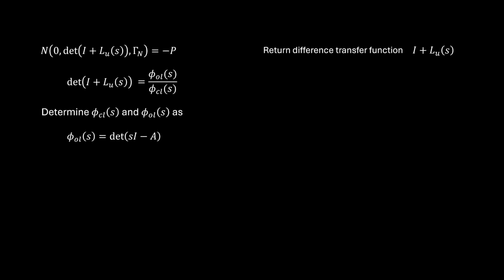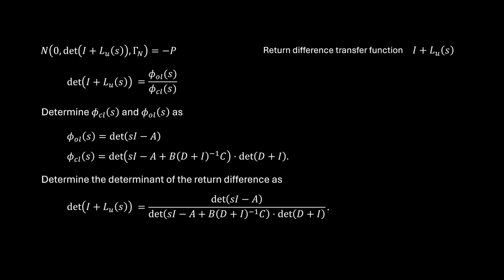To compute the Nyquist diagram, we must evaluate the determinant of the return difference transfer function over the Nyquist contour, where the return difference is I plus LU. It can be shown that this determinant is equal to the ratio of the open loop characteristic polynomial to the closed loop characteristic polynomial. The characteristic polynomials are determined for the open loop system as the determinant of sI minus A, and for the closed loop system as shown. Thus, the determinant of the return difference can be computed as shown.